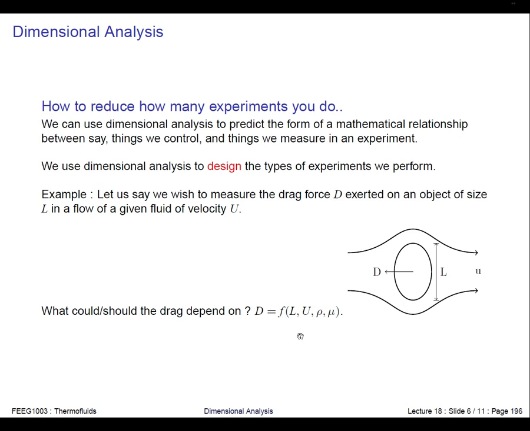So one of the things that dimensional analysis allows us to do is to convert this 4-dimensional test problem to a 1-dimensional test problem. So we only have to actually test one parameter on the right hand side rather than these 4. So that saves us a huge amount of time.